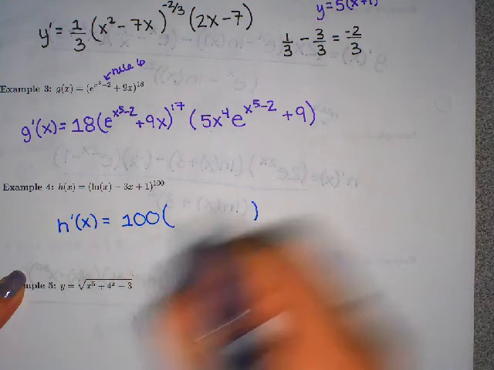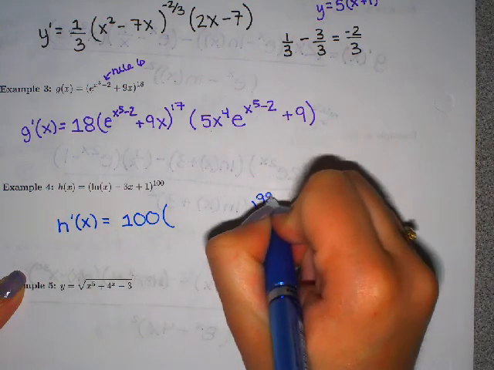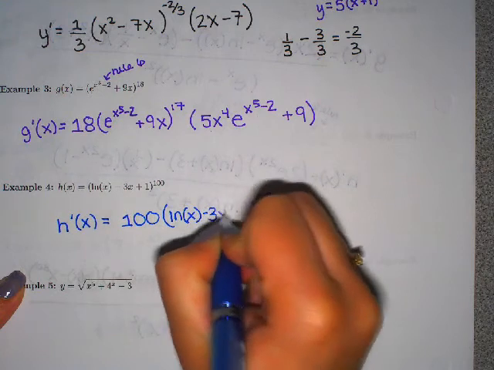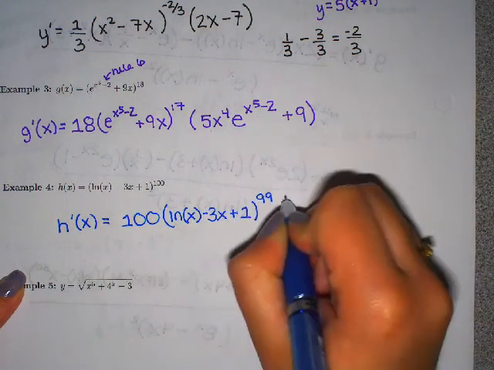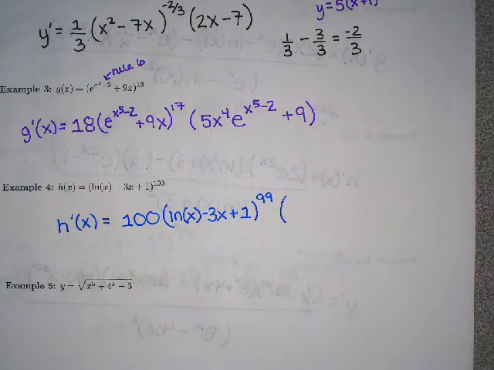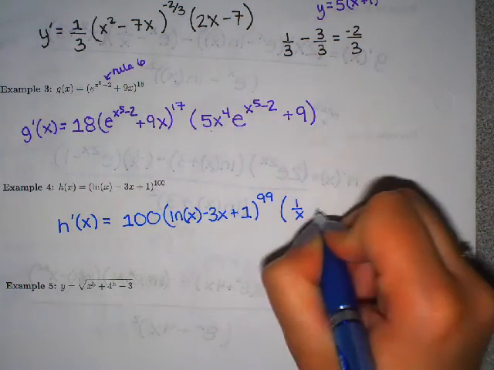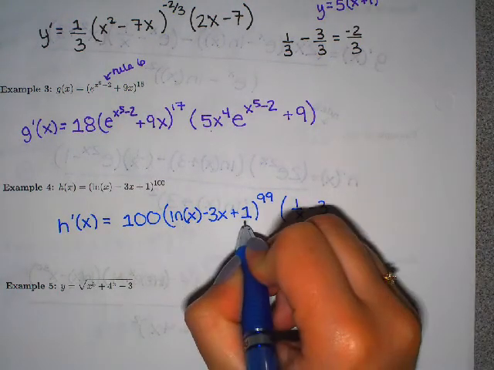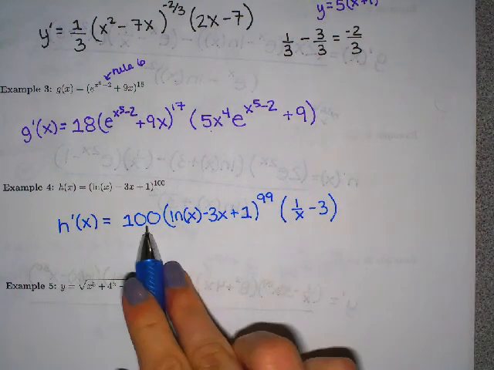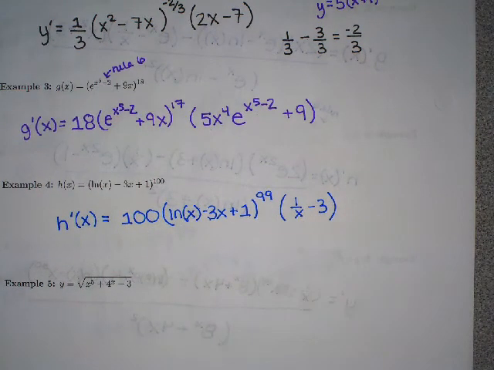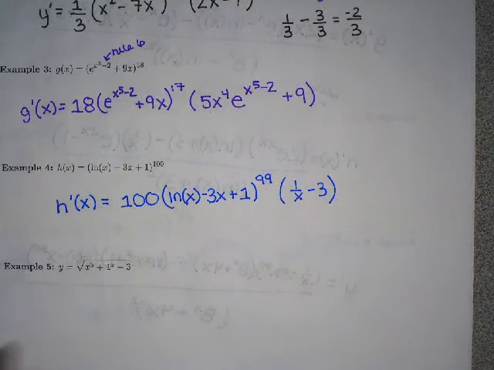I'm going to bring down the 100, keep some space for the original inside. 100 minus 1 is going to be 99. Now I'm going to go and carefully copy the original, ln of x minus 3x plus 1. Last step, multiply by the derivative of the inside. Derivative of the natural log of x is 1 over x. Derivative of negative 3x is negative 3, and derivative of 1 is 0. Bring down the power, original inside, new power, multiply by the derivative of the inside. That looks good to go.